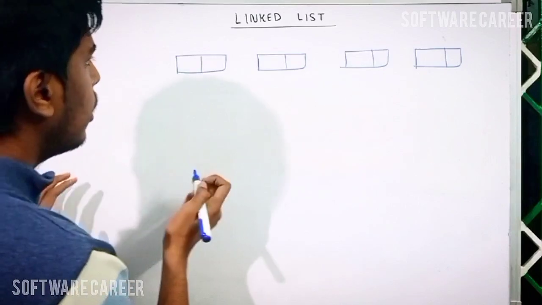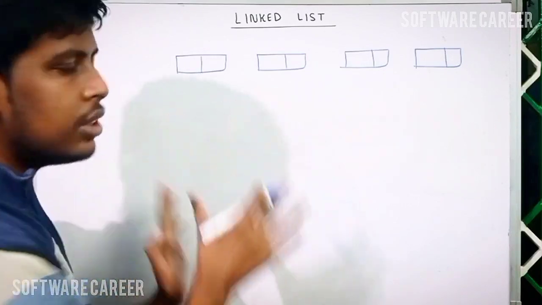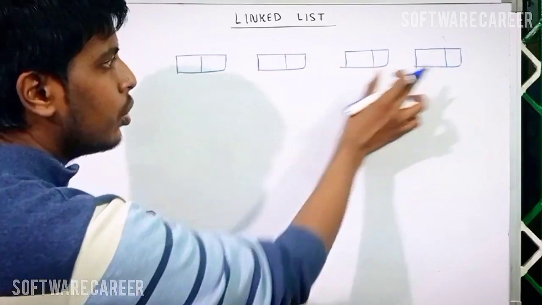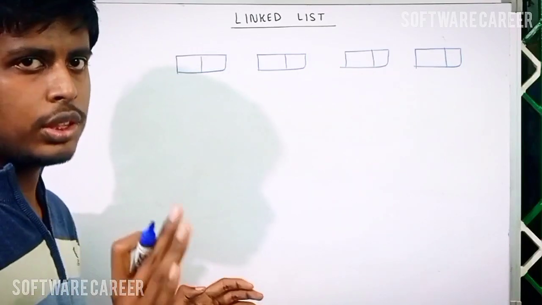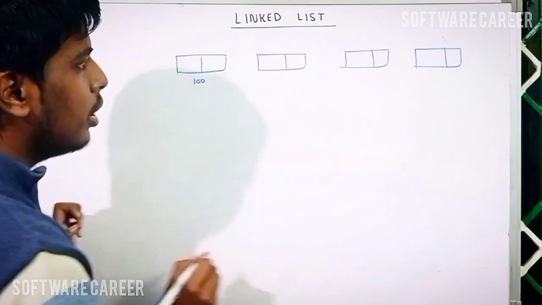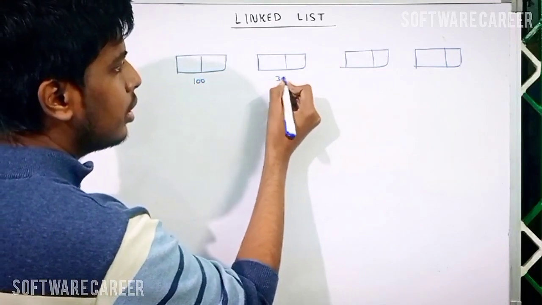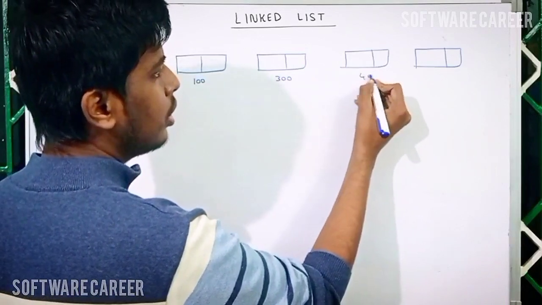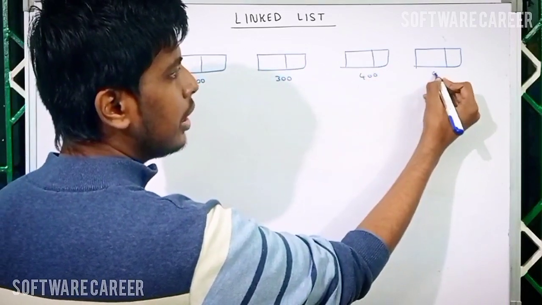Now in this you can store data. All of these are nodes: first node, second node, third node, fourth node. Now there are addresses for the nodes. Suppose the address for this node is 100. Now let's say this address is 300. Now let's say this address is 400. Now let's say this address is 900.